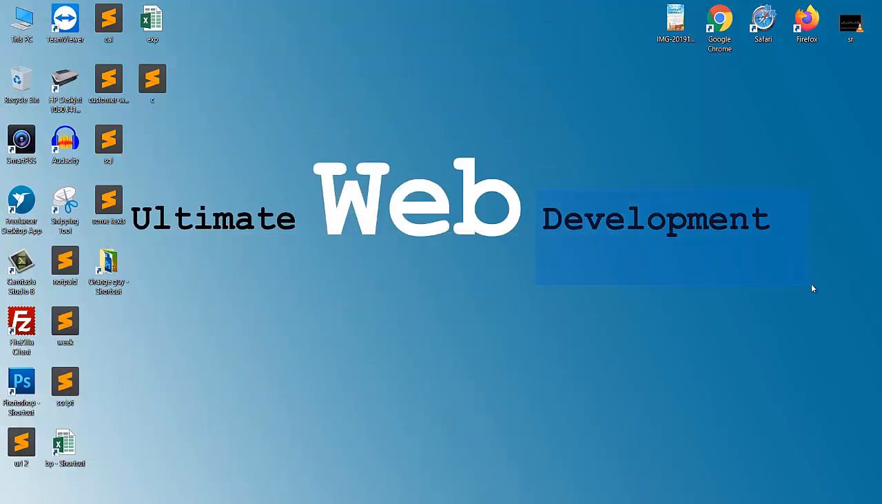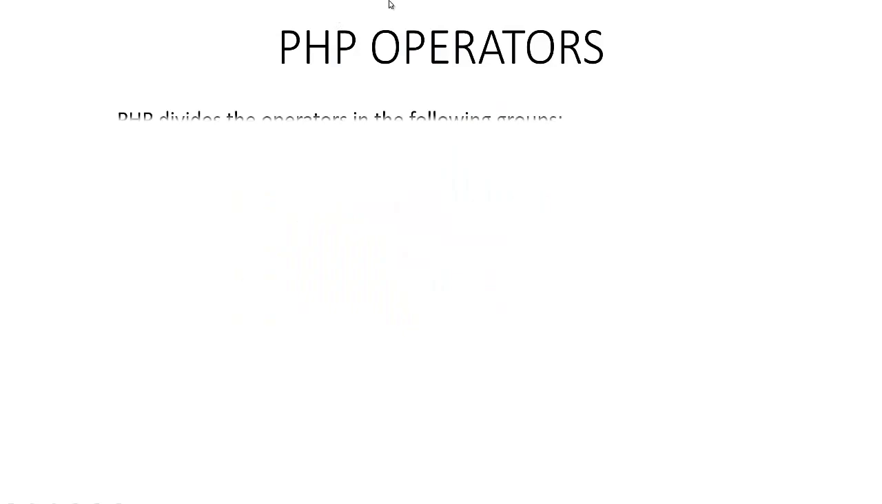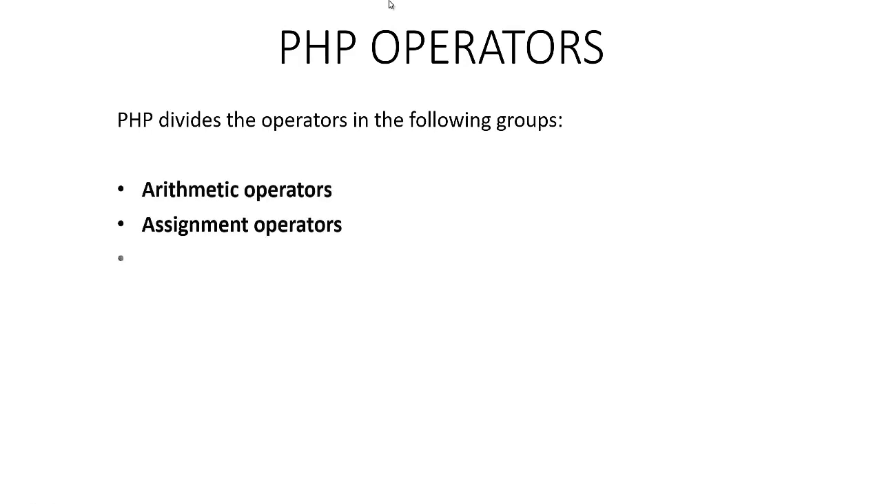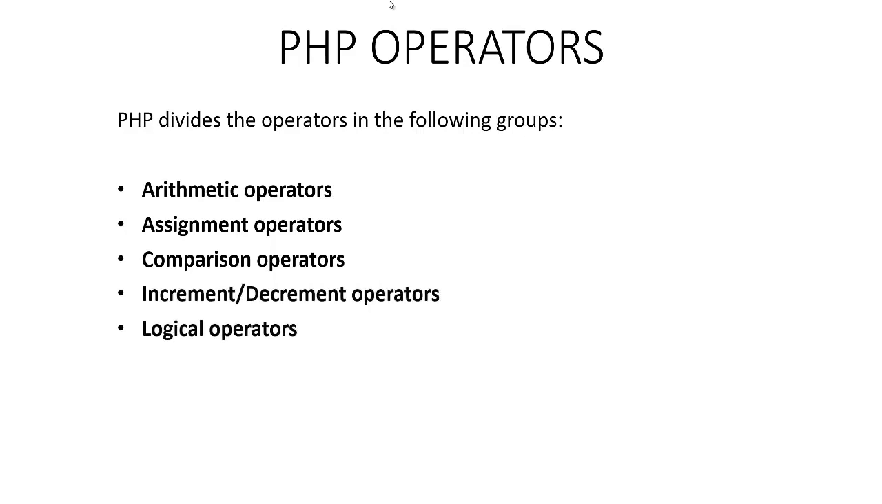Now this video is about the operators in PHP, or you can say in most programming languages. So let's get started and see what operators are available in general programming or specifically in PHP. There are several PHP operators: arithmetic operators, assignment operators, comparison operators, increment and decrement operators, logical operators, and string operators. These are all the categories that operators lie in. So let's look into each of them one by one.